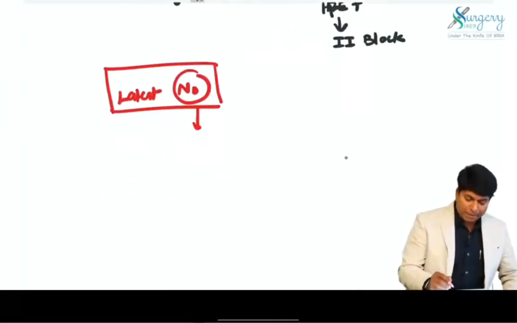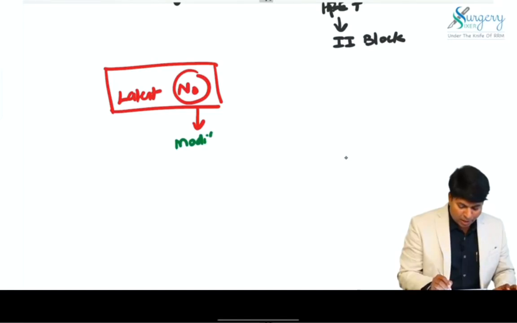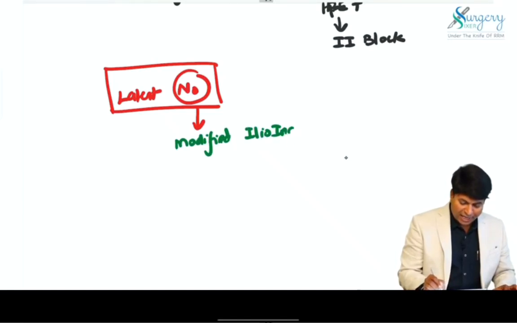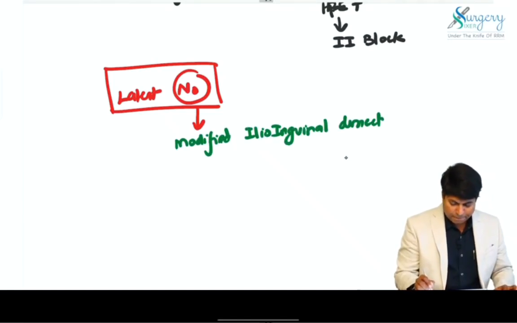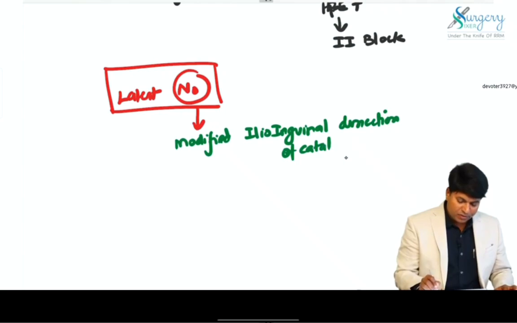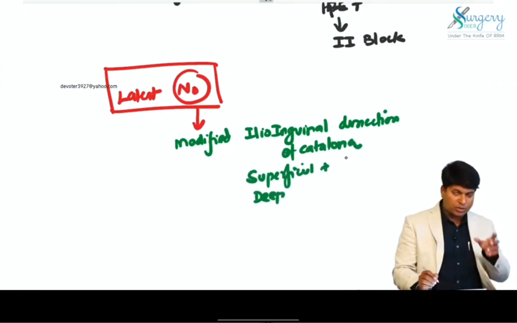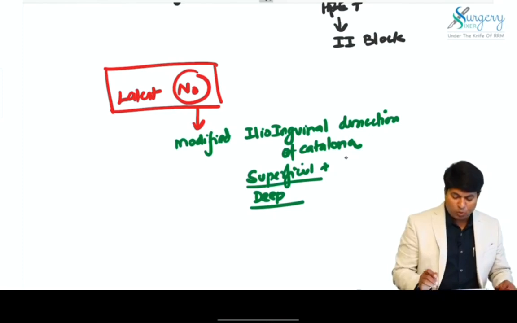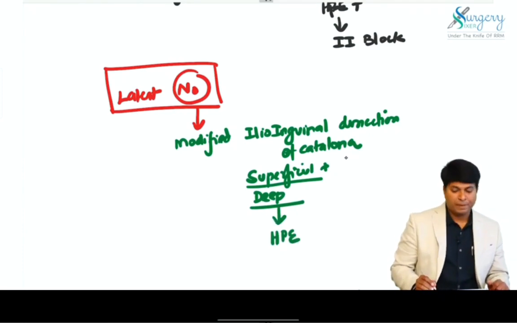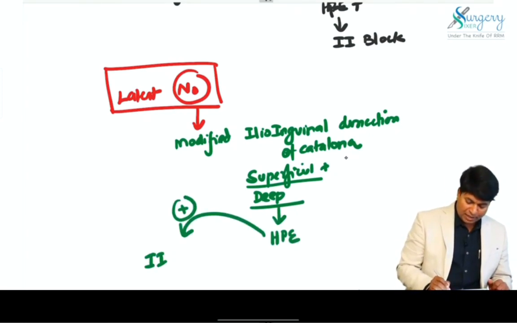We do a modified ilioinguinal dissection of Catalona, in which we remove both the superficial group as well as the deep group. Some amount of nodes, not all the nodes. In a small rectangular area, superficial and deep nodes are all removed and sent for histopathological examination. If it is positive, then we do ilioinguinal block dissection.